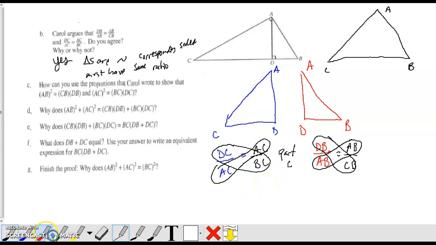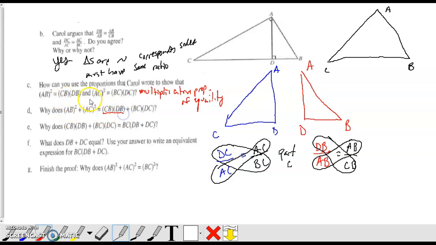How can you use those proportions? If you want to get nitty gritty, we could say we use the multiplicative property of equality. That's the true property that we use. Okay, so now let's think about this. AB squared plus AC squared is equal to CB times DB plus BC times DC. So basically, all Carol did was replace: if I add these two values up, since AB squared was equal to this, right?